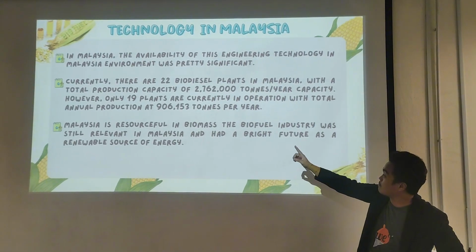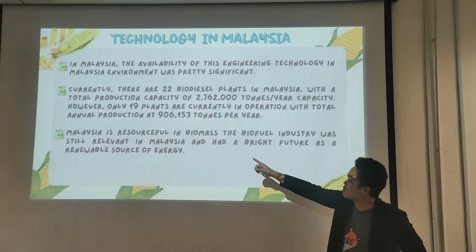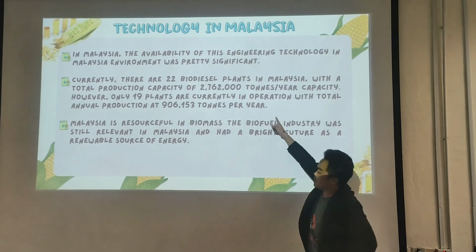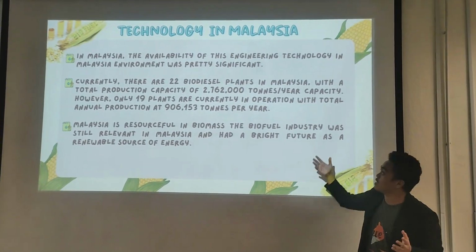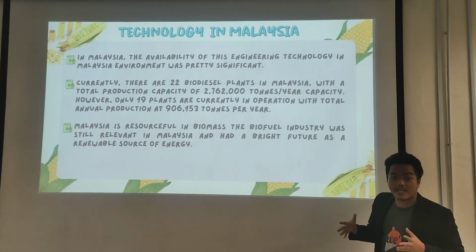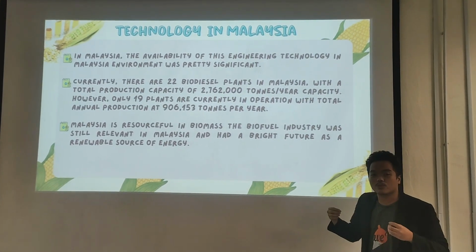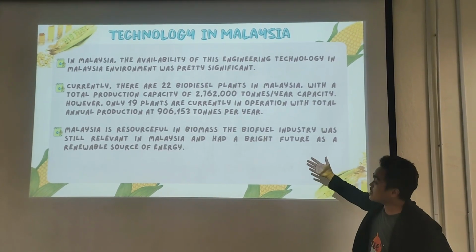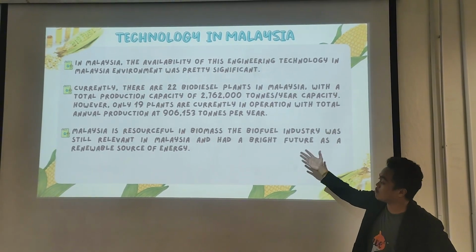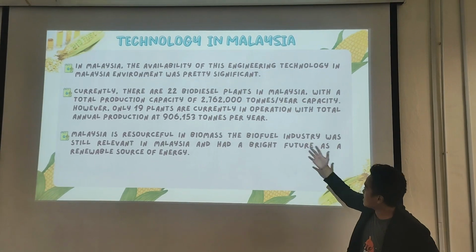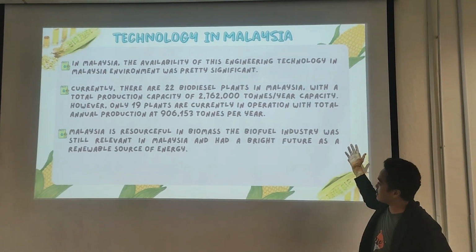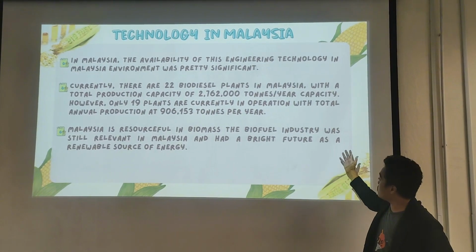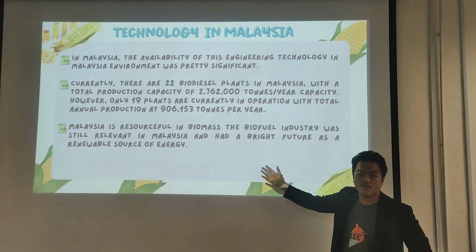However, only 19 plants are currently in operation, with total annual production of 906,153 tons per year. This is because our government has plans for this biofuel, but the plan was cancelled. It was supposed to be arranged for 2020, but because COVID attacked us. But Malaysia is a resourceful country in biomass because there are many residues that can be converted into biofuel and used in the biofuel industry. Because of this, the engineering technology is still relevant and has a bright future as a renewable source of energy.